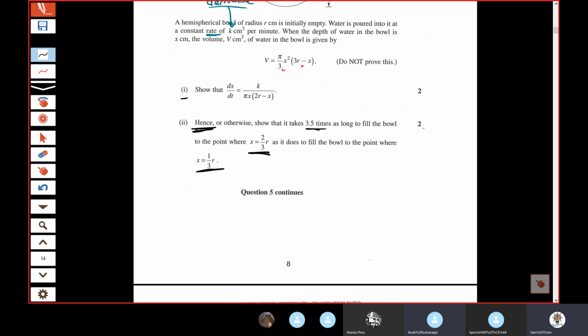We use the dx over dt equation in part i. Right, and? We sub in x, and we could rearrange it for r. Yeah, that's it, of course. Hence means use it. x equals, sub it in. And you're hoping that when you do that, you can say one is 3.5 times as long as the other.